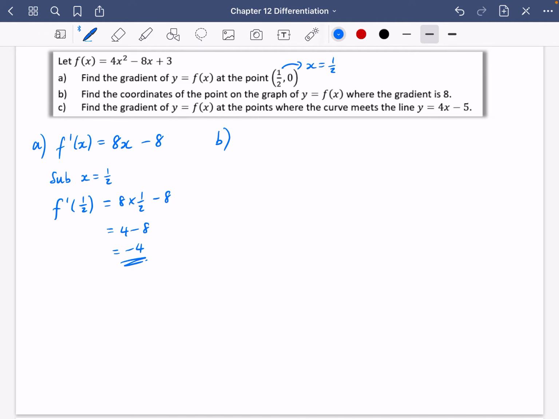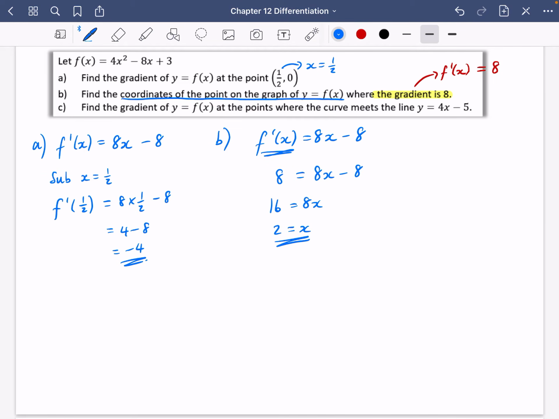Okay, part B of the question says find the coordinates of the point on the graph of y equals f of x where the gradient is 8. So I'm going to rewrite this sentence that we've got here that we found before, that f dash x equals 8x minus 8. If they're saying that the gradient is equal to 8, the gradient is equal to 8. So I'm going to now take this left-hand side and I'm going to replace it with an 8, because that's the thing I want to be 8. And I'll find out what x is. So I'll add 8 to this side, and then I'll divide by 8.